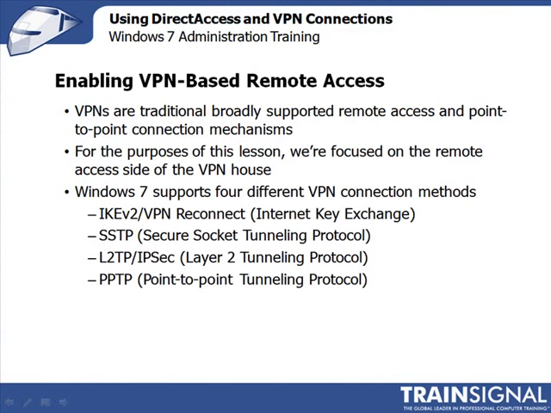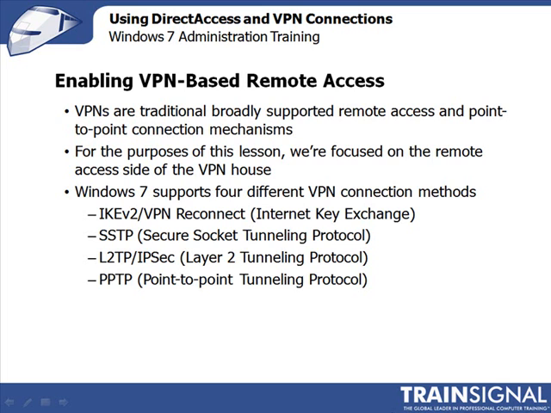Now, we just got done talking about direct access, which is a brand new transparent connection method available only in Windows 7 and in Windows Server 2008 R2. Not everyone is going to be able to enjoy the luxury of pushing out Windows 7 in conjunction with Windows Server 2008 R2, nor will everyone want to be able to use direct access. So there are other connection types that you want to understand, namely VPNs.